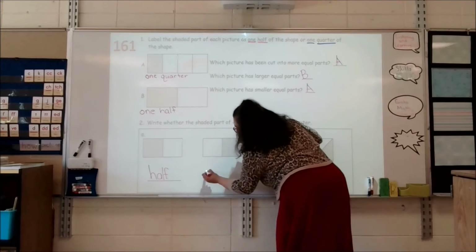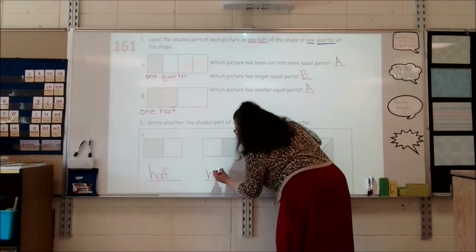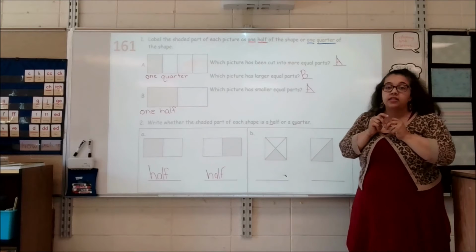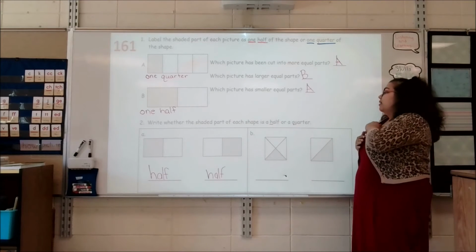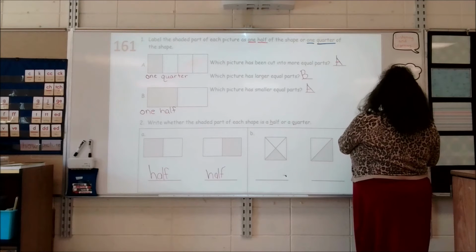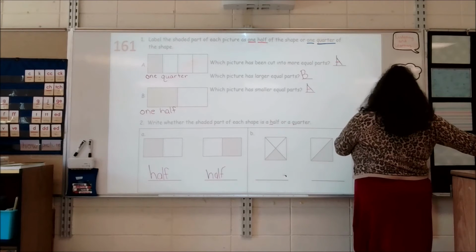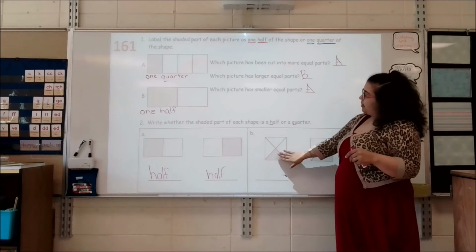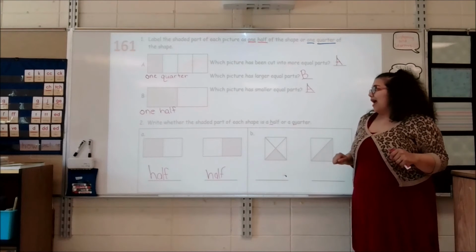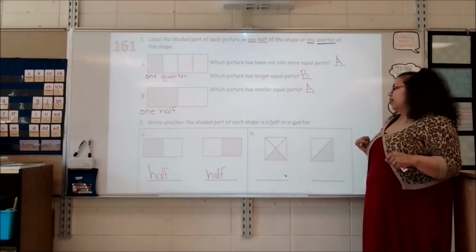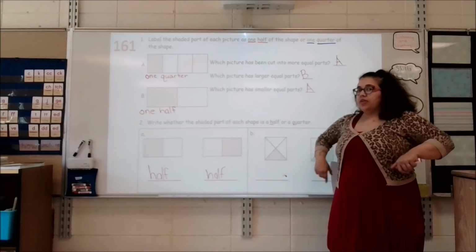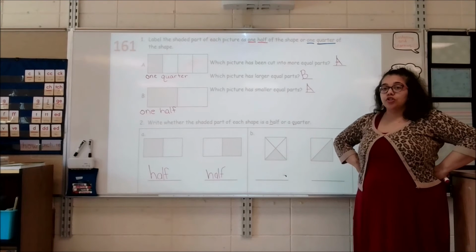This, again, has 1/2 shaded. This, again, has 1/2 shaded. Excellent. What about letter B? Now, for letter B, we are given squares. Is the first square in letter B a half or a quarter shaded right here? Is a half or a quarter shaded?